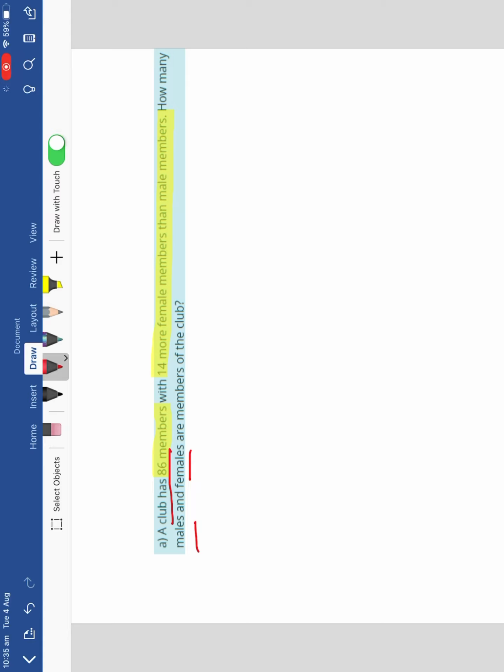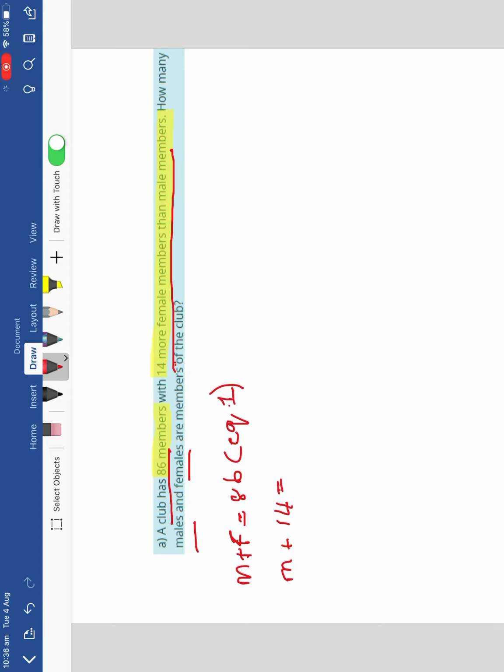So let's use that to create the first equation. So M plus F equals 86. And we'll call that equation 1. Now, what other information can we get from what we've got up here? We're also told that there's 14 more females than males. Okay, so from that we can say, the number of males plus 14 equals the number of females. And we'll call that equation 2.